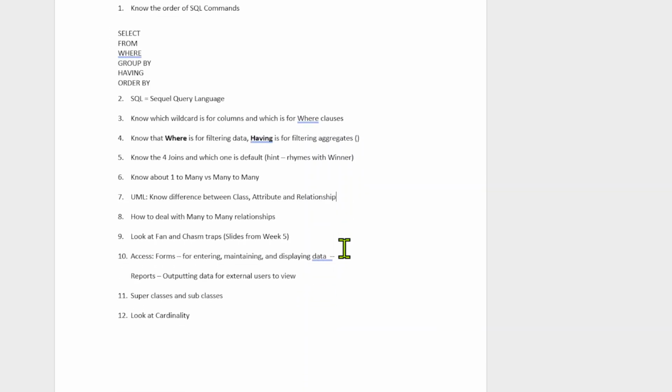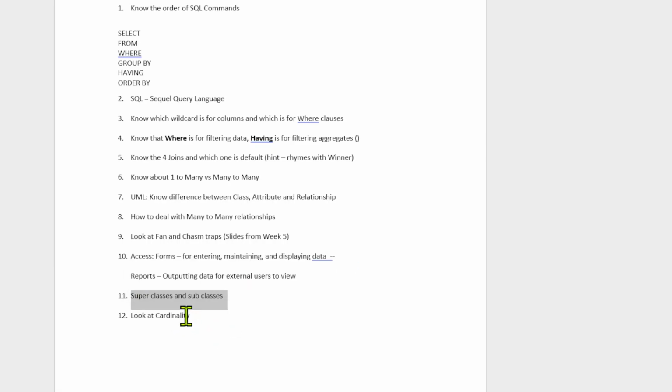Remember in Access, I know we've been in a while, but remember what we learned in Access? We learned how to build tables. We learned relationships. We had learned about forms, and that was for entering and maintaining and displaying data. And then you had the reports. That was the last Access lab you did, and that's all about outputting data for external users to see it.